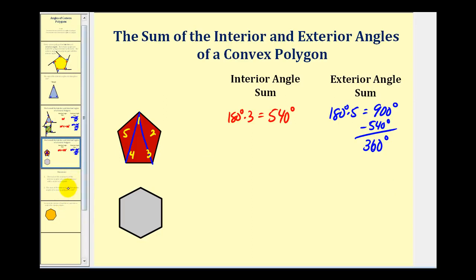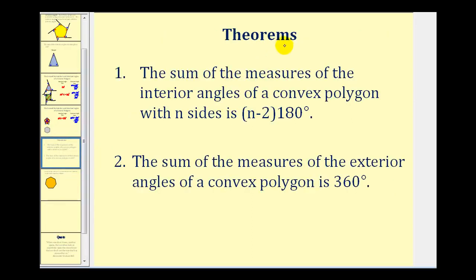So you probably can see the pattern, which leads us to the following theorem. The sum of the measures of the interior angles of a convex polygon with n sides is n minus 2 times 180 degrees. So we take the number of sides, subtract 2, multiply by 180 degrees, and it gives us the sum of the interior angles. And the sum of the measures of the exterior angles of a convex polygon is always 360 degrees. Let's take a look at an example using these theorems.